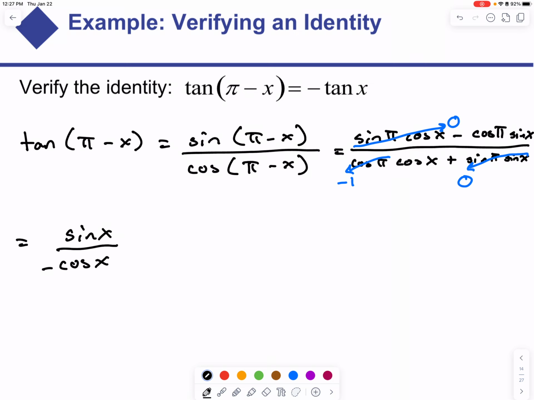Sine over cosine is tan. We get our desired result of a negative tan of x. Okay. We started with the left, we finished with the right.